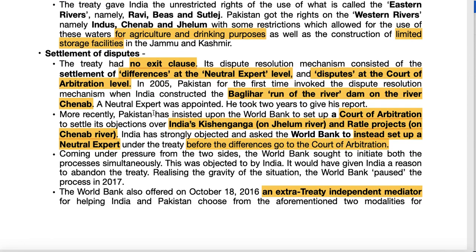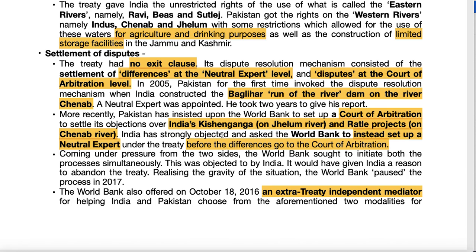And now recently Pakistan is insisting, because it has seen that the neutral expert's verdict in 2007 was in favor of India, that the projects of Kishanganga and Ratle be moved to the court of arbitration. That is the second level that deals with disputes. Pakistan wants the differences or disputes upon these projects to escalate to the level of the court of arbitration, because it is not very comfortable with the neutral expert's view. But India is strongly objecting, and it is saying that the World Bank should instead set up a neutral expert, like in 2005, under the treaty before these differences go to the court of arbitration.